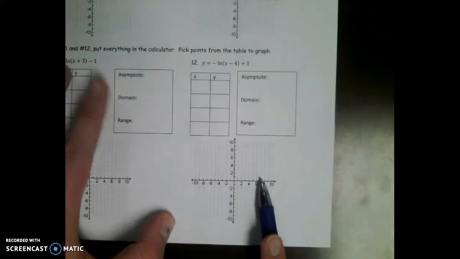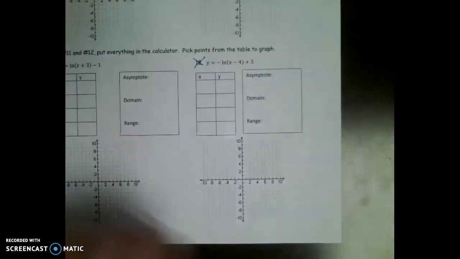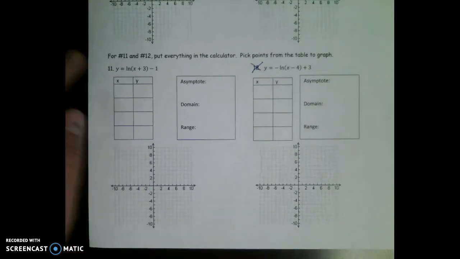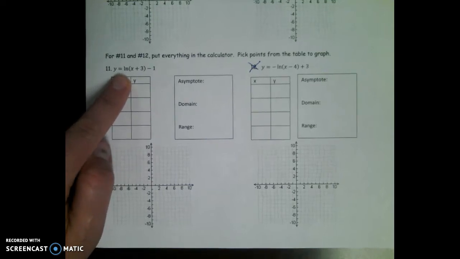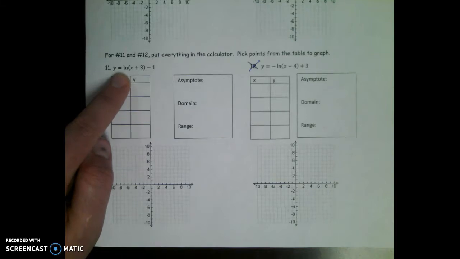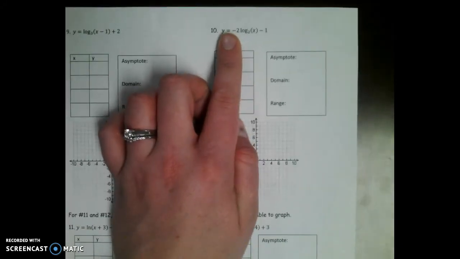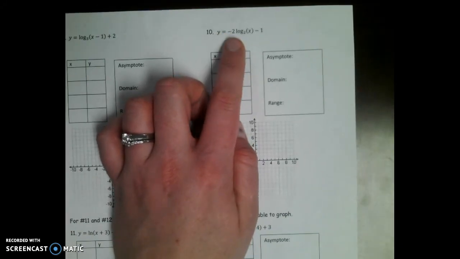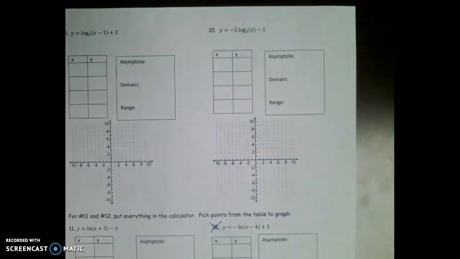On the back side, I will allow you to skip number 12 if you would like to. If you want to try number 12, you're more than welcome to. For number 11, see how it says ln? Instead of using log base, you're going to use the ln button. It's the only difference. Number 10, there is a negative in front, which if you notice from what we talked about on the front, that's going to make your graph look a little bit different, but you should still be able to do this just fine considering that you're entering the whole thing in your calculator.